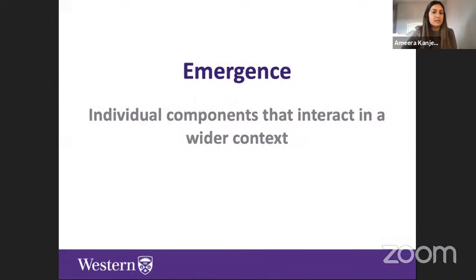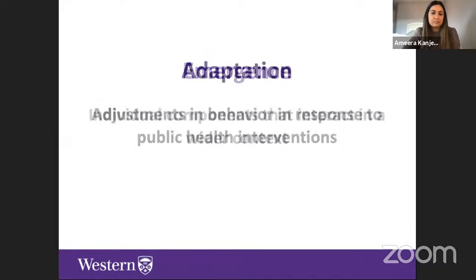So the first one is emergence, which is defined as individual components that interact in a wider context. For example, chronic disease is an emergent property of genetics, social class, eating patterns, physical activity, etc. And all of these factors contribute to the incidence of chronic disease. Next, we're going to talk about adaptation, which is defined as adjustments in behavior in response to public health interventions. For example, the health warning labels on tobacco products may encourage people to make adjustments in their behavior.